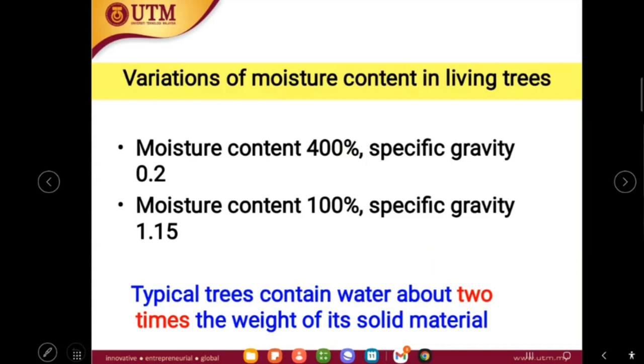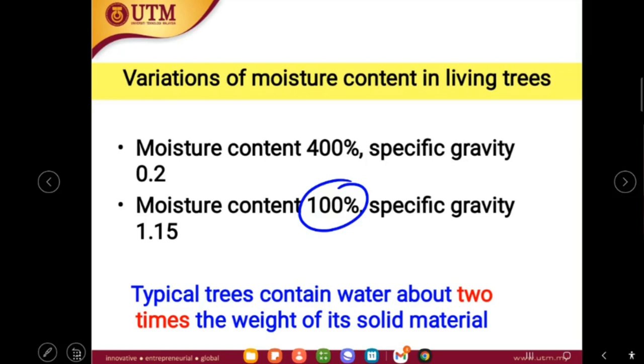This shows the variations of the moisture content in living trees and their relationship with the specific gravity. The more moisture content in the wood, the more the specific gravity of the wood is reduced. For example, when the moisture content is 400% compared to the solid wood, the specific gravity is only about 0.2. This is just a rough estimation. And when the moisture content is 100% of its solid weight, the specific gravity is about 1.15.